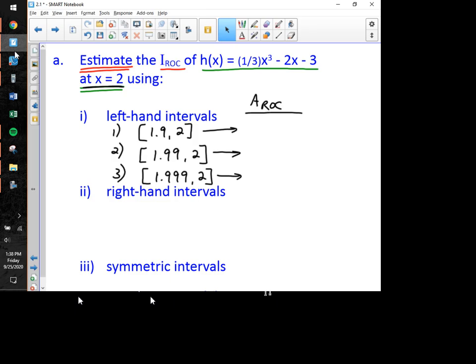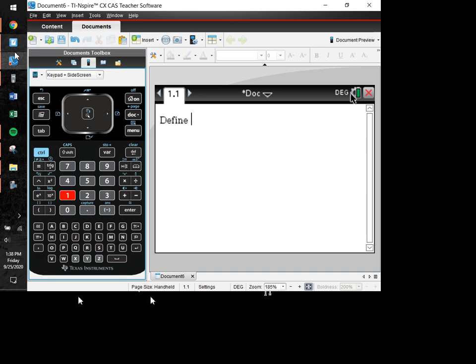H of x was 1/3 x cubed minus 2x minus 3, so I'm going to call it exactly what it's named. H of x is equal to, and I'll do a 1/3 in parentheses. Oh, forgot my, there we go, 1/3, gotcha. That gets multiplied now by x to the 3rd power. There's an implied multiplication there, guys. You certainly could put times there if you wanted to, but I don't believe that you have to.